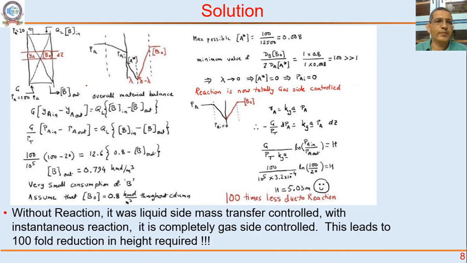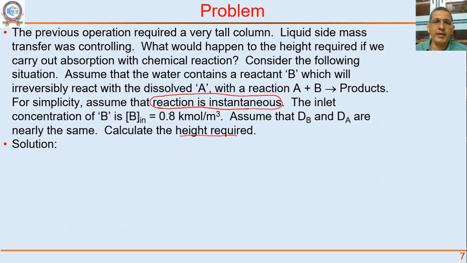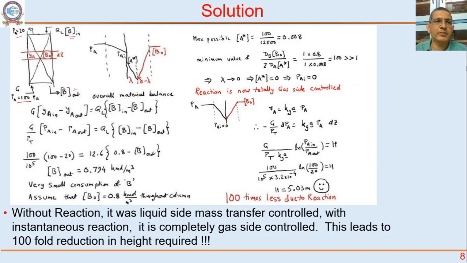Here's the solution. Same as last time. PA is 100. Outlet we want 20. QL, B in, and now B out. B in, what is B in? 0.8 kilomoles per meter cube. That is told to us. Amine concentration. Now look at this expression. This is how the concentration profile will look.